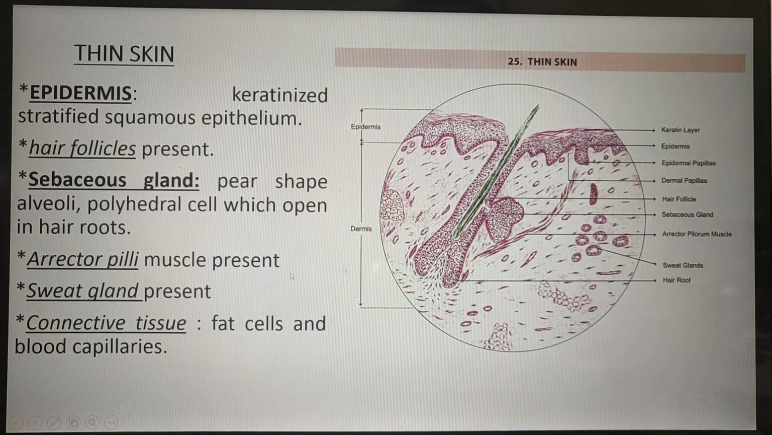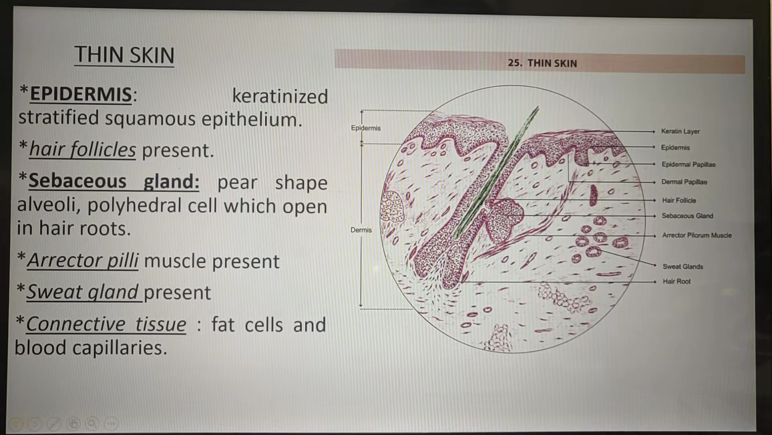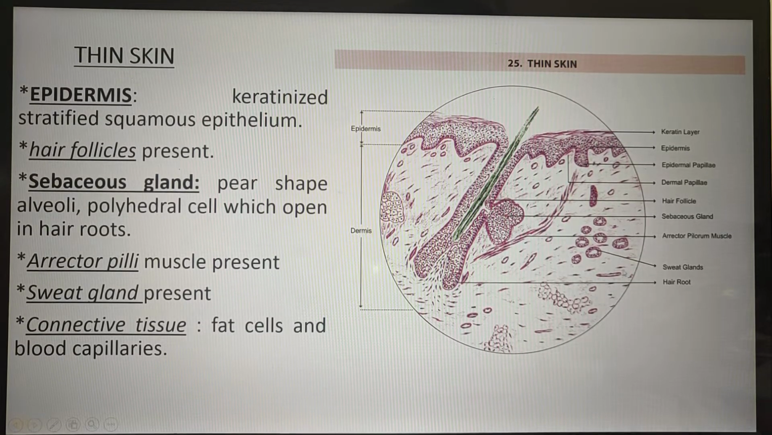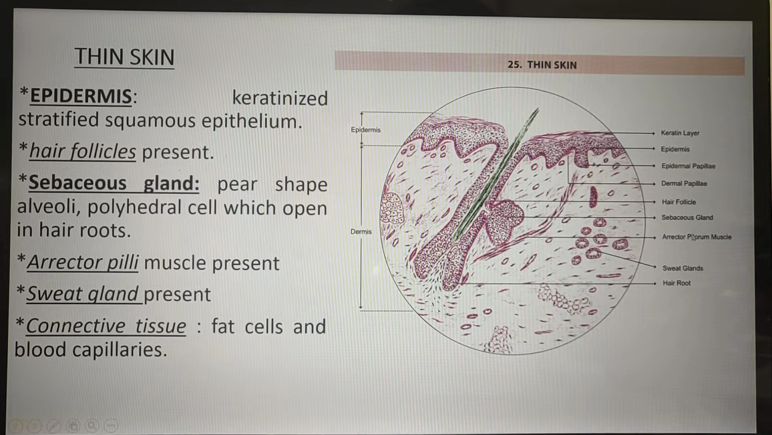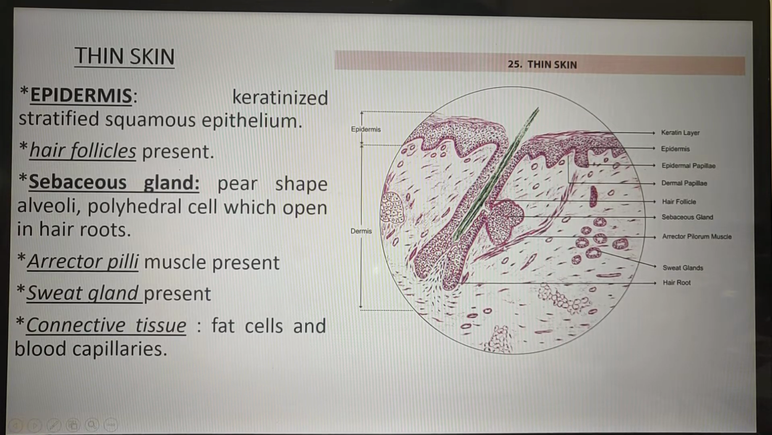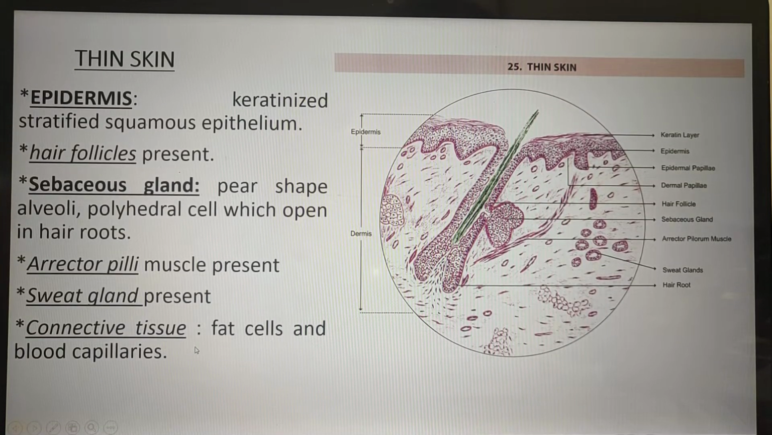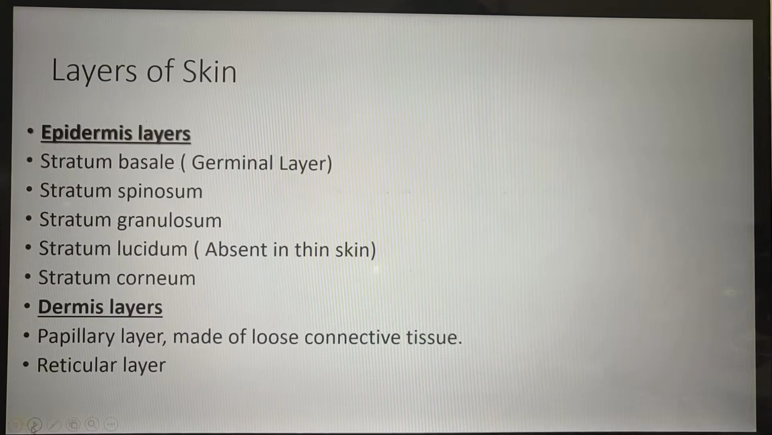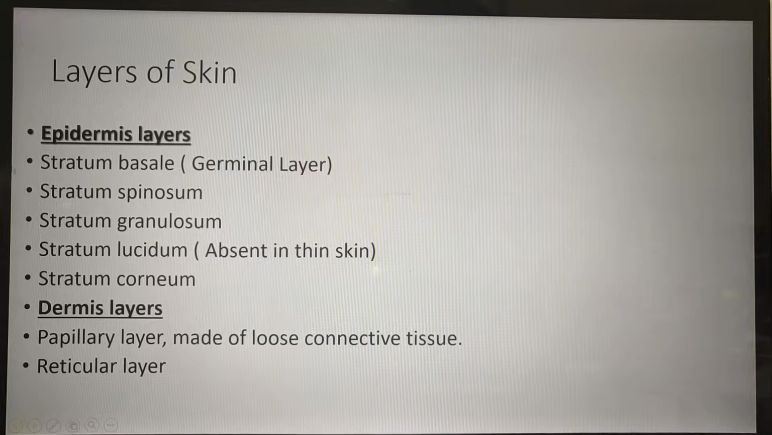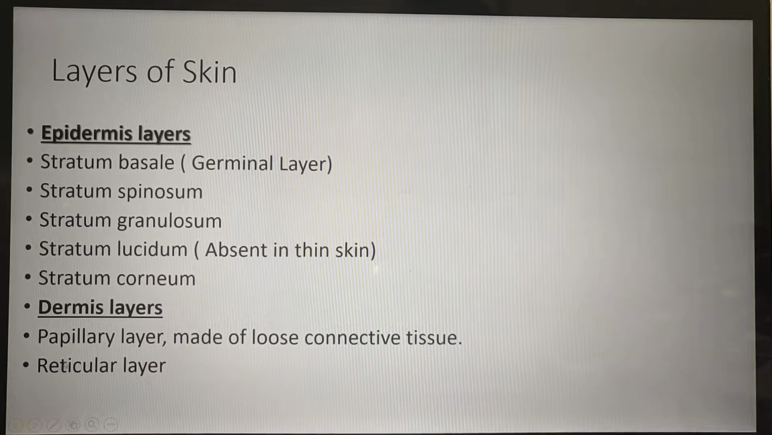Erector pili muscles, this is the erector pili muscle. Sweat glands and connective tissue, fat cells, and blood capillaries are present inside the thin skin. So these are the layers of the epidermis and dermis.